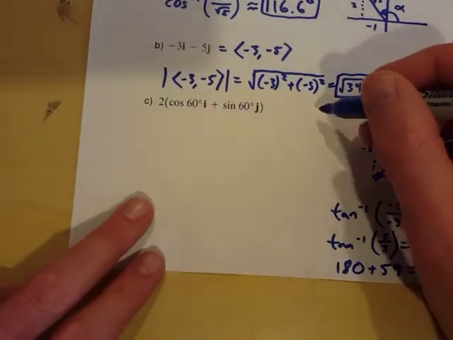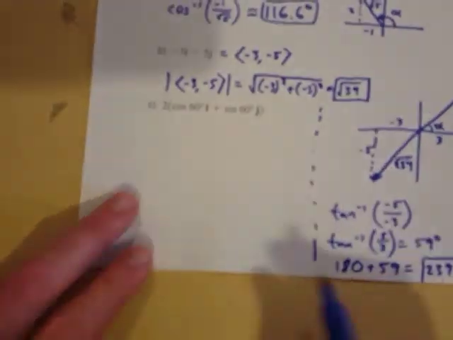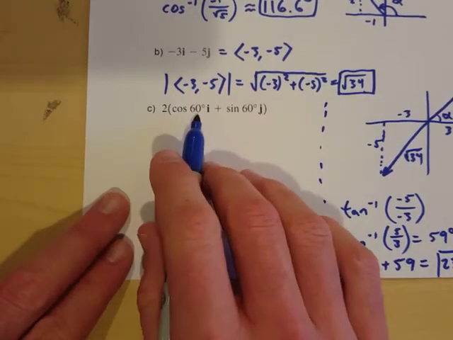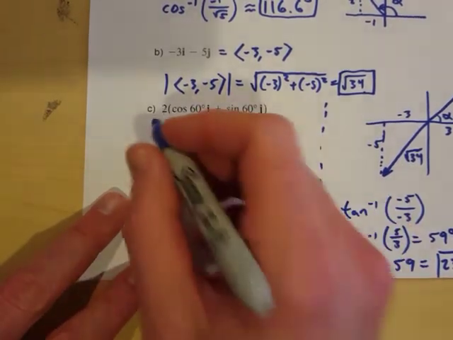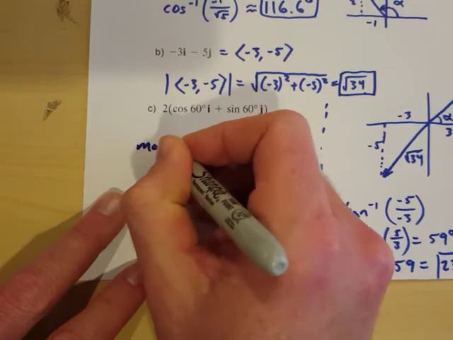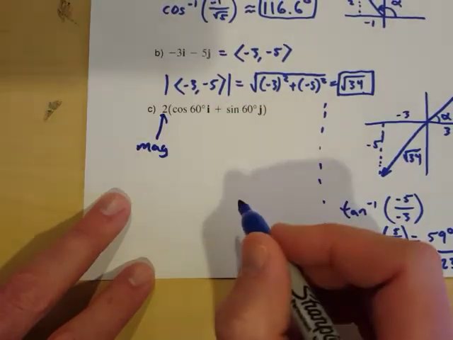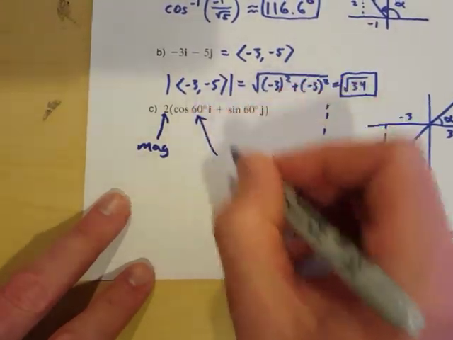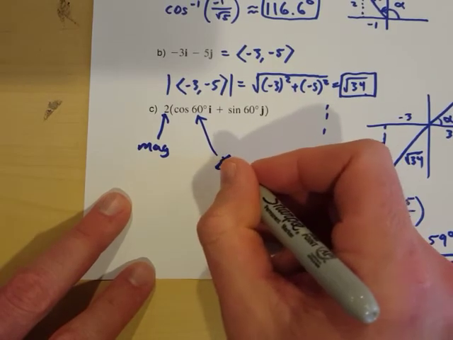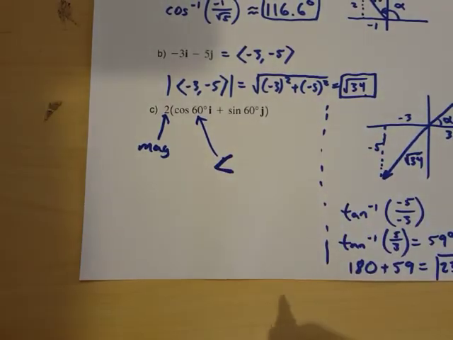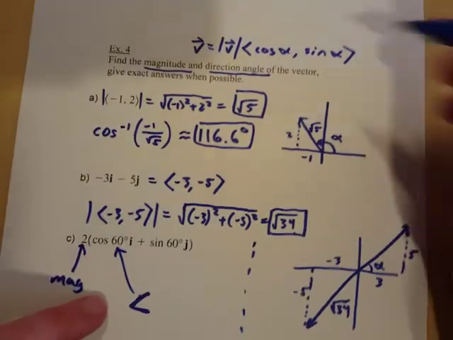This one won't be nearly as bad. This one here, you'll notice that we've got the 2 out in front and we've got 60s. So really the 2 is just our magnitude, and then the 60 is our angle. So there's really nothing to this one because of the way it's set up. It's set up so much like our formula up here.